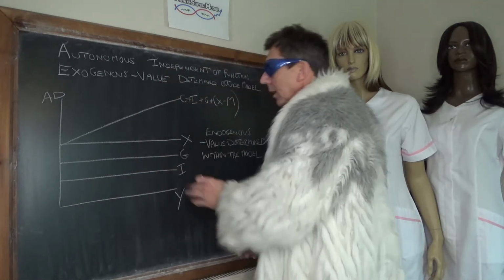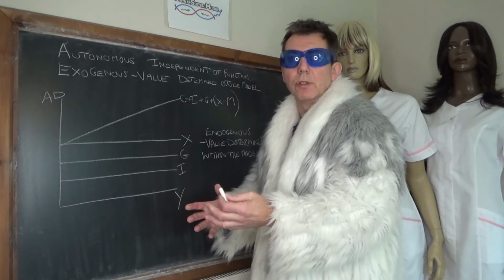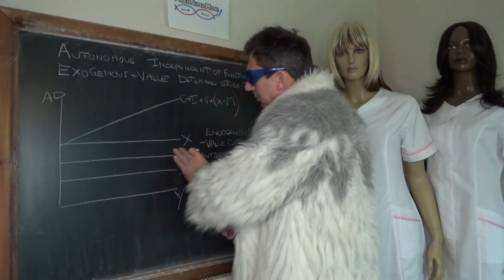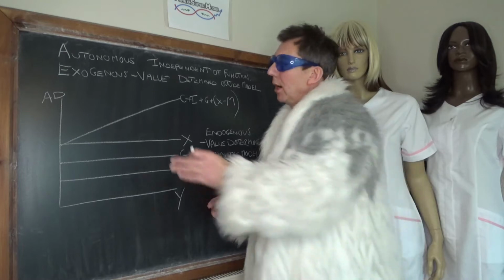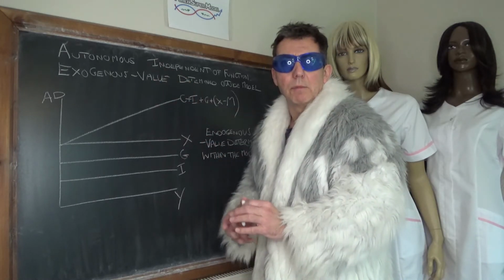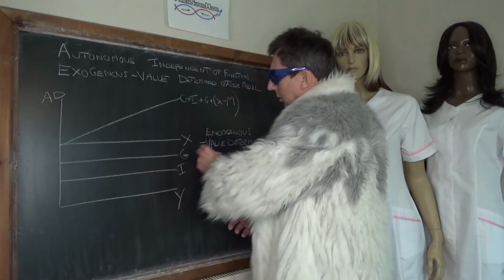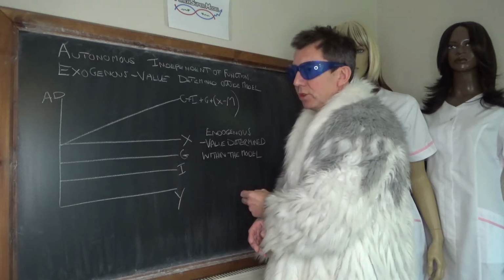Now, government spending likewise is exogenous to the model, outside the model, because it's determined by government policy, and government policy is determined by the government's aims and objectives. Remember what we talked about those. So we've got a horizontal line for G.